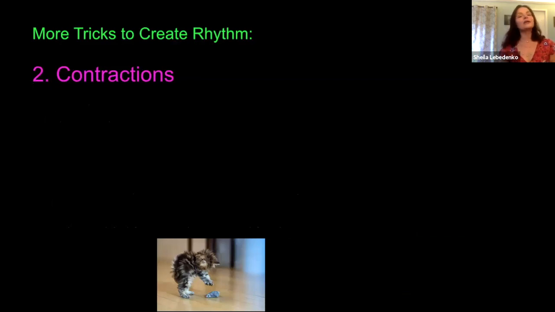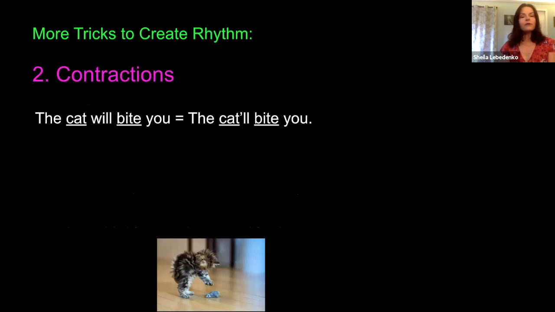All right, another trick besides reductions is contractions. And we talked a little bit about that before. What is that little kitten doing? Oh, he's chasing a mouse. Okay, so instead of "the cat will bite you," we're gonna say "the cat'll bite you." The cat'll. That's okay, you can use contractions. Most people know about this, but sometimes I have to remind people: the cat'll bite you.